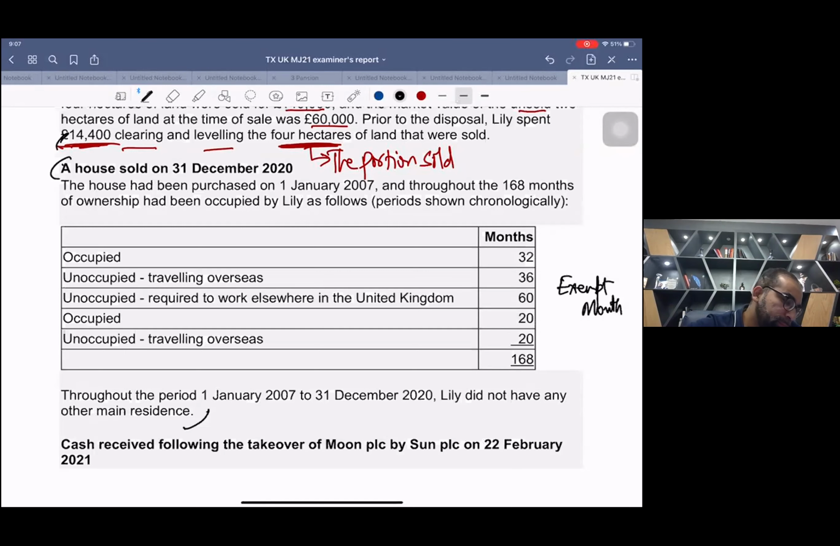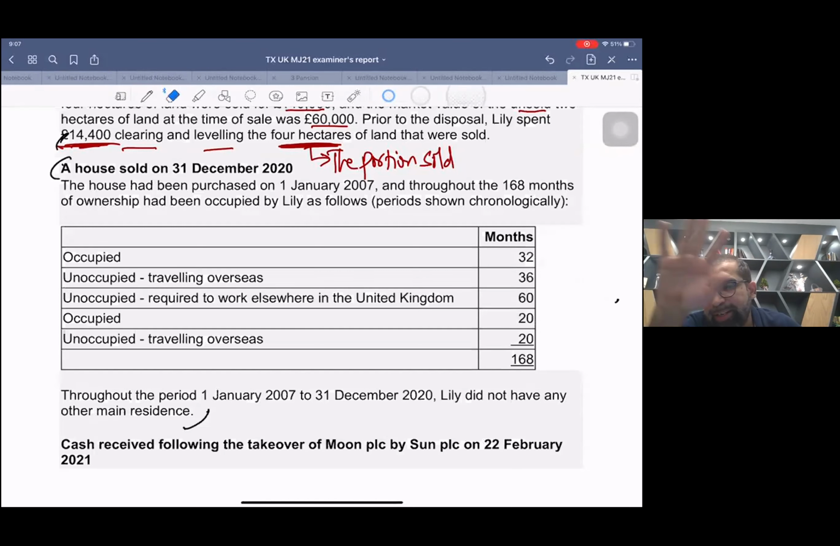Okay, let me explain you. Listen, first of all, a quick summary. If you are staying in your house, it's exempt. Occupied time is exempt. And if you leave your house, but there is a sandwich, occupation, then absence, then again occupation, and the reason of absence is A, B, or C, then still it's exempt. And last 9 months are always exempt.